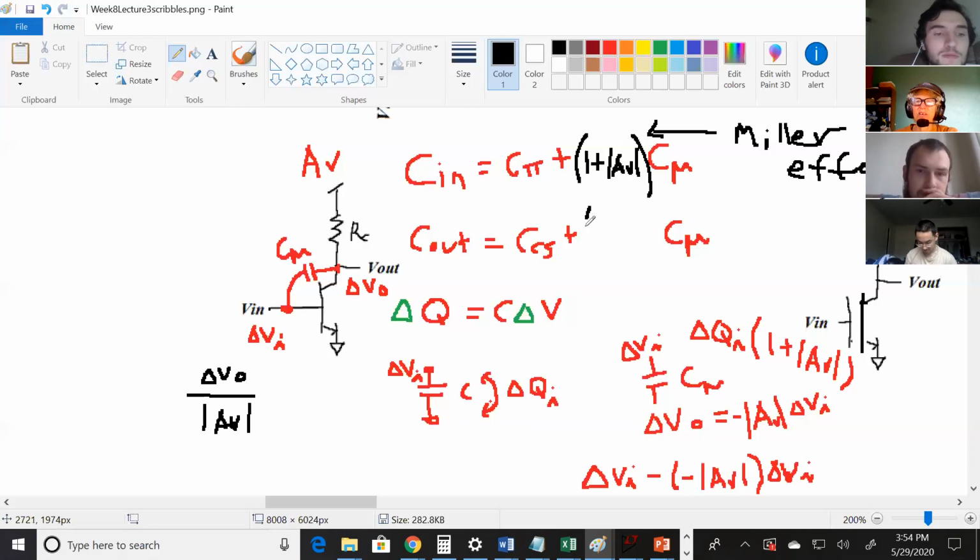So what do you think the multiplier is here? Nobody does this. I just do it because it's kind of fun. 1 over 1 plus AV. Exactly. Very nice. Absolute value. Yeah, and this one, if your gain's 100, 1 over 100, that's like nothing. So this is usually ignored.